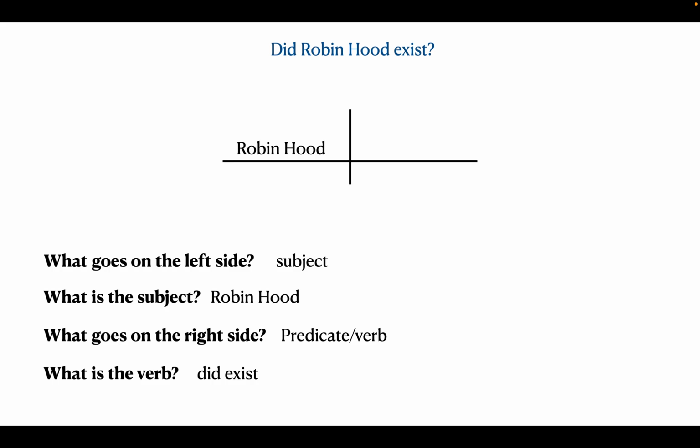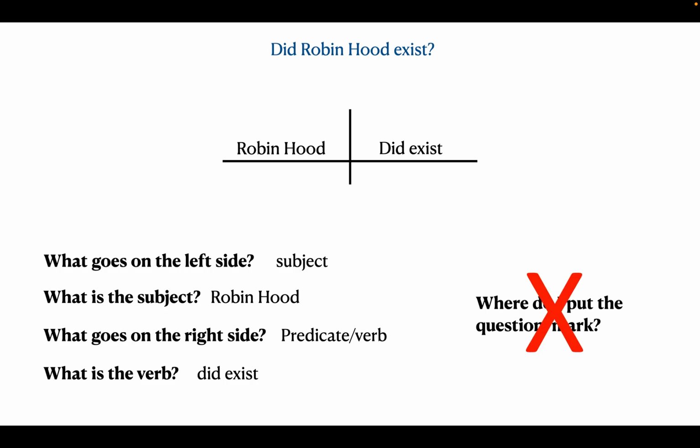Did exist. Okay, so the things that need to be capitalized in the diagramming are the things that are capitalized in the sentence. So we are going to capitalize Robin Hood, and we are going to capitalize did because it was the first word in the sentence. All right, and where do I put that question mark?